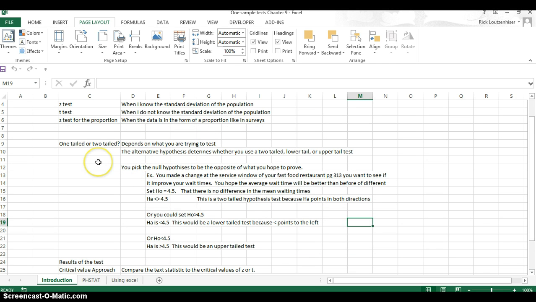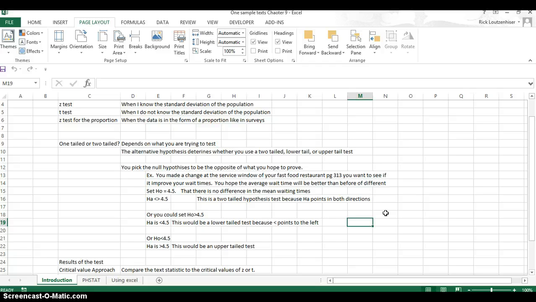Now the question becomes, well, would I do a one-tailed or a two-tailed z-test or t-test? And it depends on what you choose for your alternative hypothesis and your null hypothesis. The alternative hypothesis is what you're trying to prove, what you hope will happen, and the null hypothesis is the alternative. So you pick the null to be the opposite of what you hope to prove. So for example, you make a change in the service window of your fast food restaurant. That's on page 313 in your text, by the way. So you want to see if the changes you made improved your wait time.